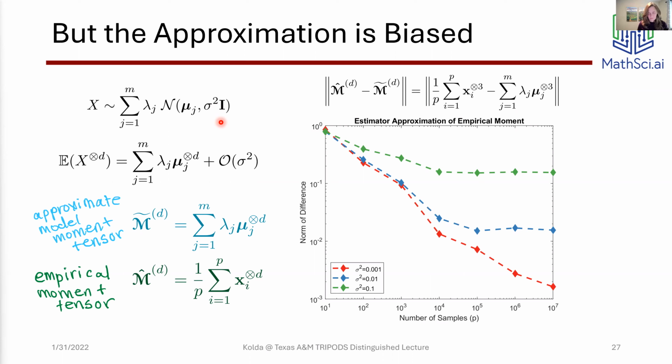Sure. Your M, the number of Gaussian components, is it assumed to be known, or are you trying to learn it also? Right. So in this case, I'm assuming M is known. And then I think you could use many of the techniques that are already out there to pick your M in practice. Thank you.